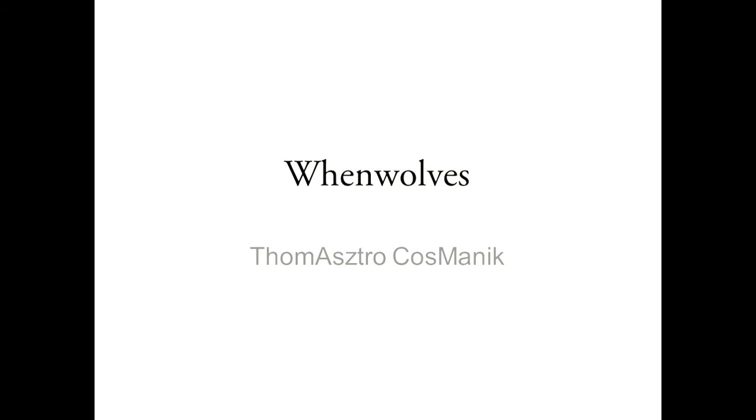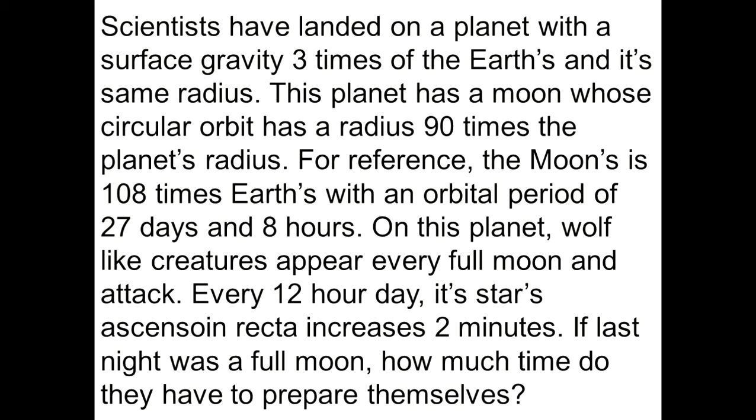In this video, we're going to solve an astronomy problem by the name of Werewolves. In this problem, there is a planet which has a surface gravity 3 times Earth's with the same radius. Its moon's circular orbit has a radius 90 times the planet's, and for reference, we know that the Moon's is 60 times the Earth's and has an orbital period of 27 days and 8 hours.